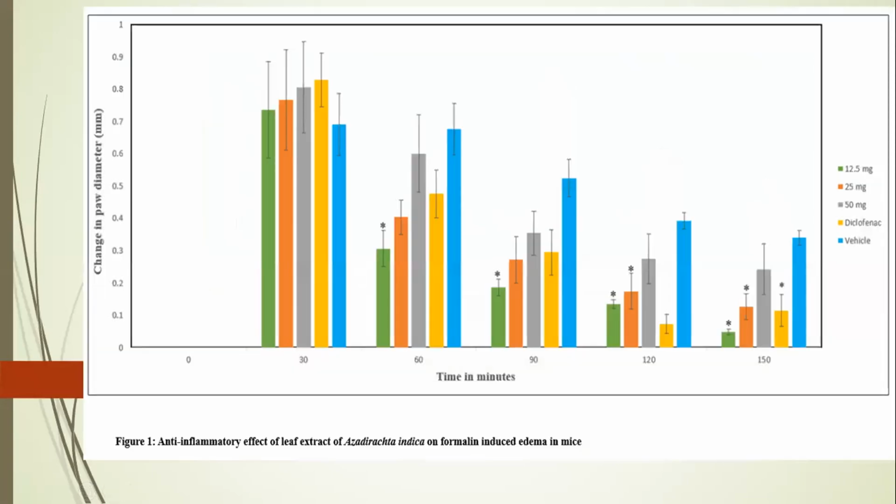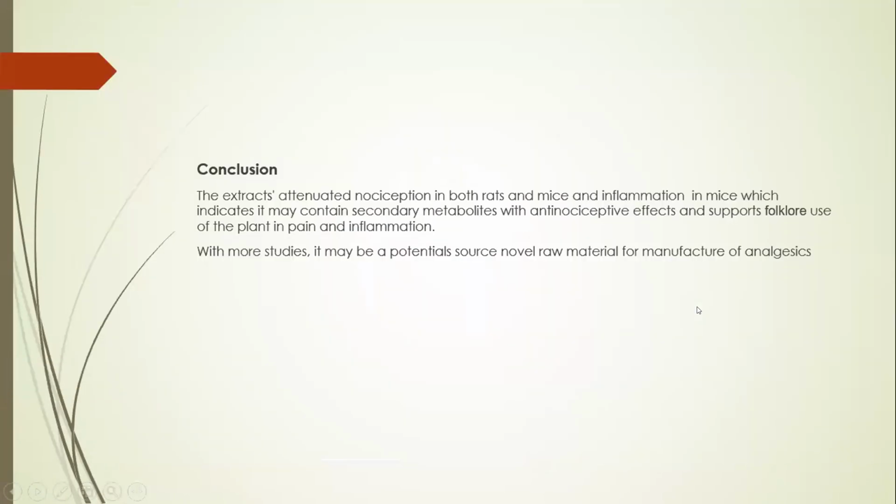But when you come to the anti-inflammatory effect, we have a different scenario, whereby the 12.5 milligrams and the 25 milligrams exhibited anti-inflammatory effect, while the diclofenac, which was the standard drug, exhibited anti-inflammatory effect at the 150th minute. In conclusion, the extract attenuated nociception in both rats and mice and inflammation in mice. This may indicate that we have phytochemicals and secondary metabolites with antinociceptive effects, and it supports the folkloric use of the plants in pain and inflammation management. With more studies, the plants may be a potential source of new raw materials for the manufacture of analgesics in future.